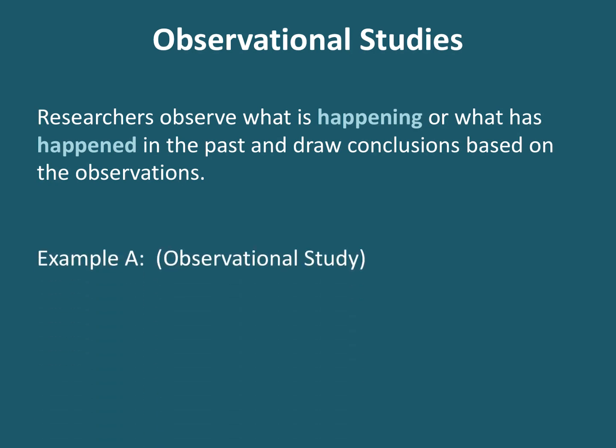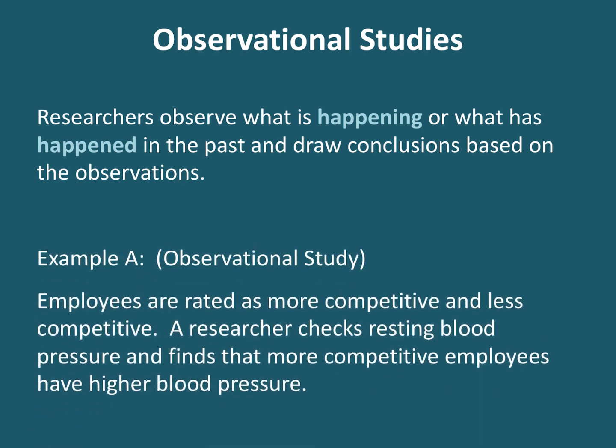As an example of an observational study, let's say we have employees who are rated as more competitive and less competitive. A researcher simply checks their resting blood pressure and then finds that more competitive employees have higher blood pressure. So this particular researcher was simply checking their blood pressure and was noticing that the folks that have higher blood pressure seem to have a more competitive spirit in the workplace.